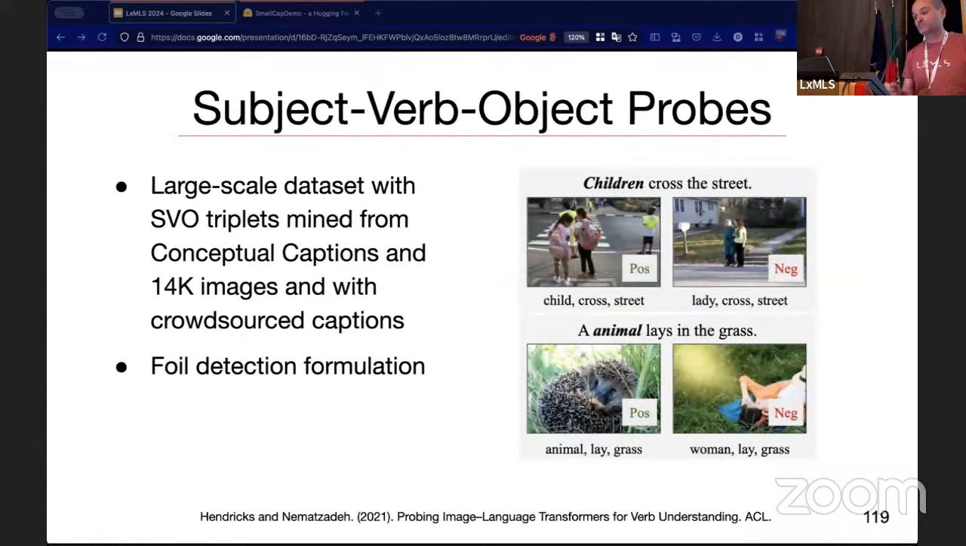Some work was also proposed on creating subject-verb-object probes, where there was a really large-scale data set mined from Conceptual Captions and formulated as foil detection, where they would also have positive and negative pairs, where you want the model to be able to demonstrate it understands the difference between a hedgehog and a woman. In the bottom example, that it really knows the difference between these semantic categories.